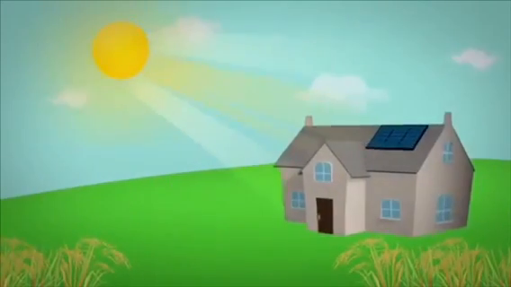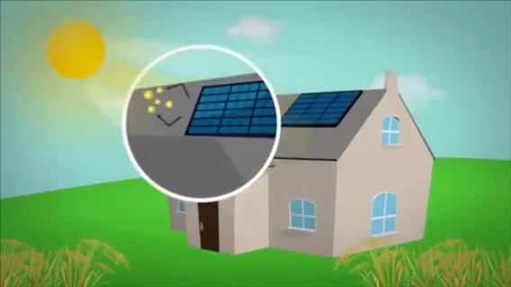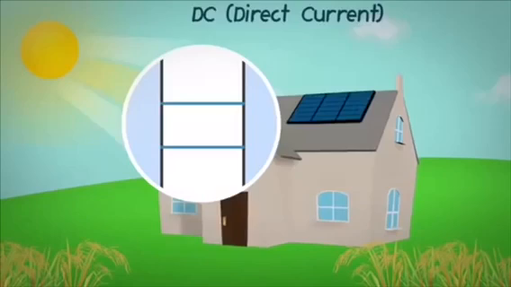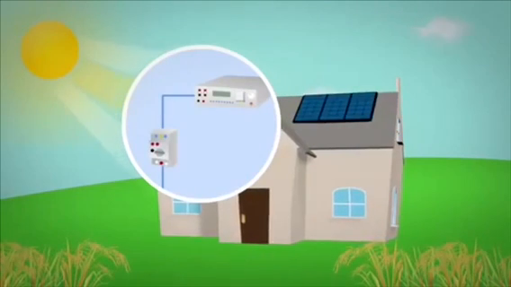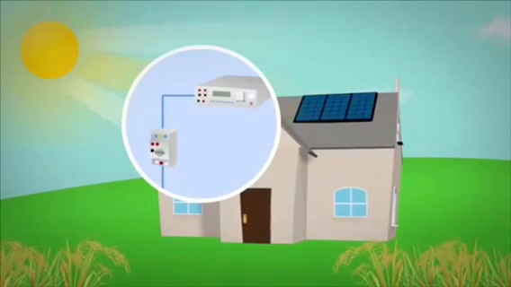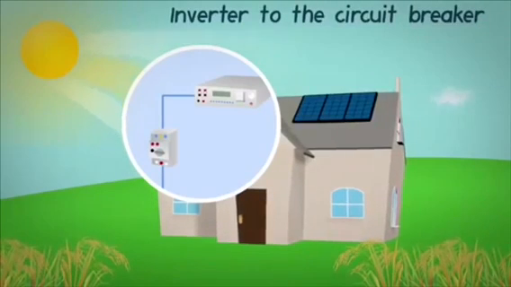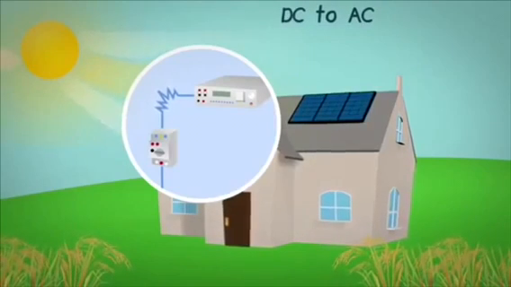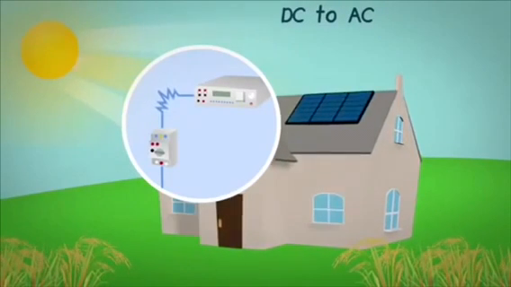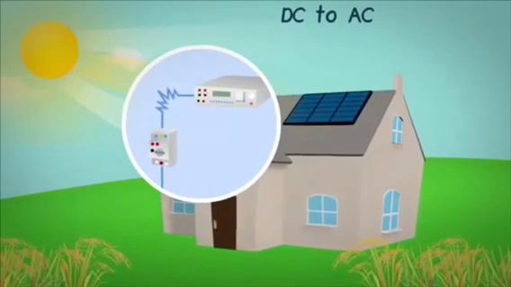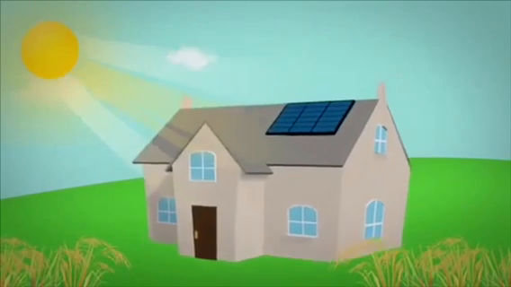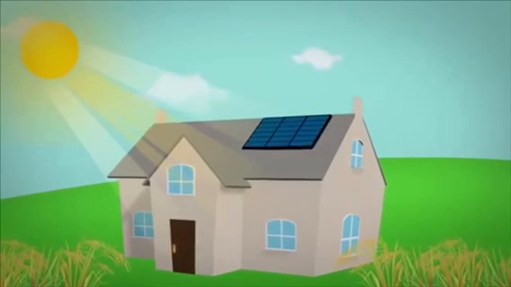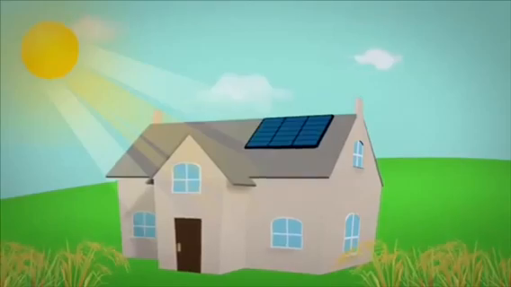Light from the sun stimulates electrons on a solar panel. These electrons create DC, or direct current, electricity. Solar electricity travels from the panels on your roof through an inverter to the circuit breaker panel of your building. An inverter changes DC electricity into usable AC, or alternating current, electricity before sending it to the breaker panel of your building. Your home uses that electricity to power the electronic devices we use every day.